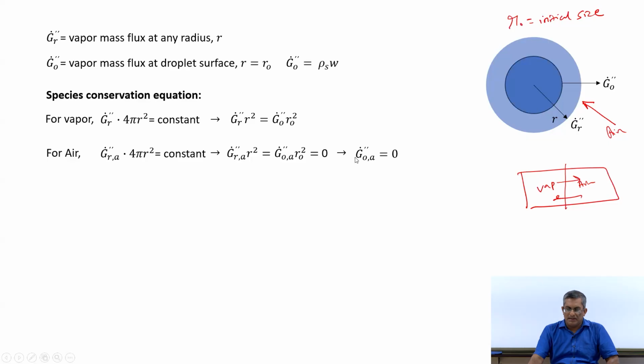and this immediately tells us that the flux for air is 0. Again, now what does this mean, that flux for air is 0? So, if you see, when we say mass flux of any species, it has two components. One is convective component, one is diffusive component. Okay. So, the total flux for air is 0, which means that for air the diffusive flux is equal and opposite to the convective flux.